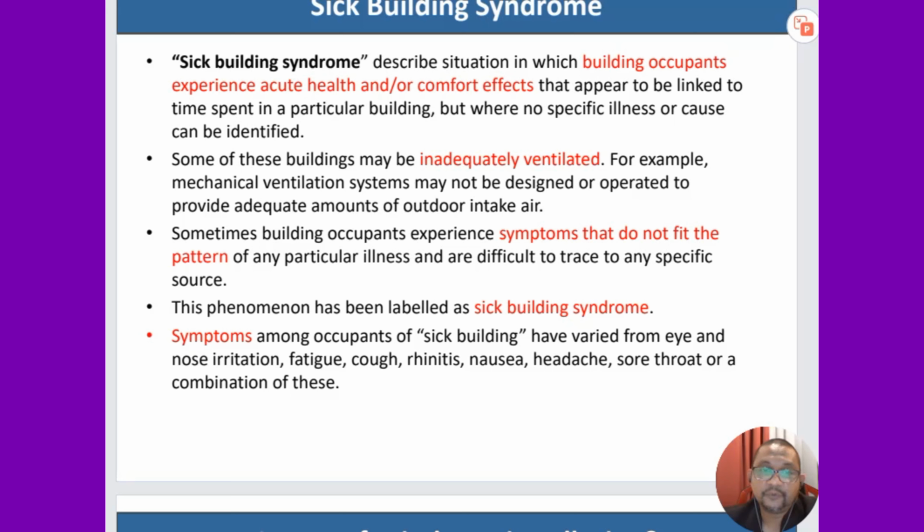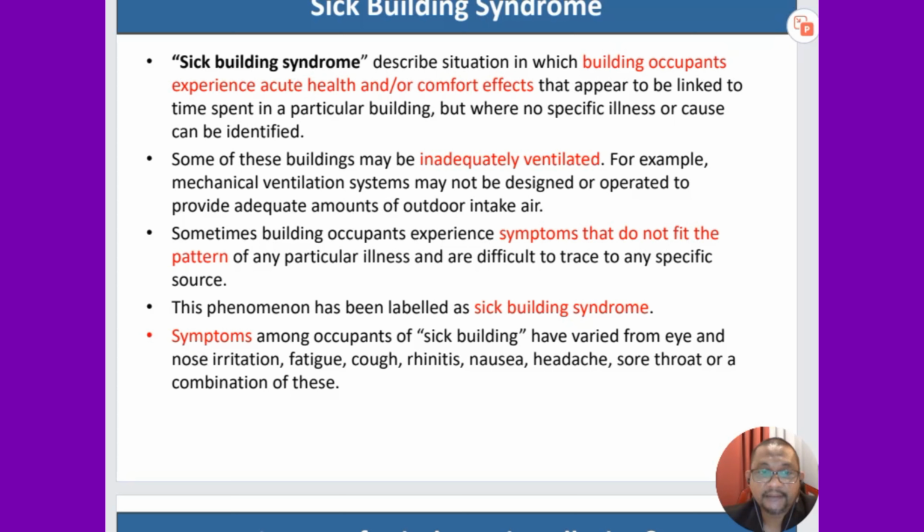Biological contaminants: mold, bacteria, dust mites and other microorganisms can grow in humid and poorly maintained HVAC systems, carpets and insulation, leading to respiratory problems and allergies. It is also caused by inadequate humidity control. Too much humidity can promote the growth of mold and dust mites, while too little humidity can cause dry skin, eyes, and mucous membranes.